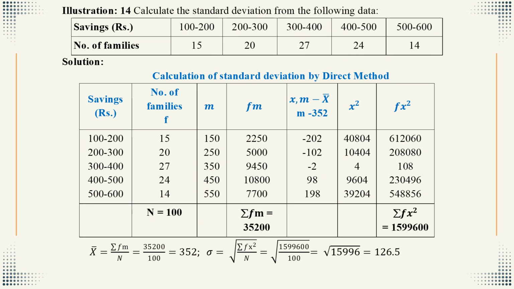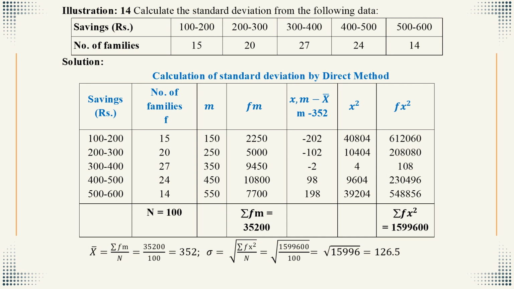Then illustration 14. Here the standard deviation should be calculated for a continuous series. The savings and the number of families have been taken into consideration. That may be 100 to 200, maybe 1000 or 10,000, usually 1000 to 2000. Monthly saving it is. Like that 100 to 200, 200 to 300, 300 to 400, 400 to 500, 500 to 600. The corresponding frequencies, that is the number of families, have been given.